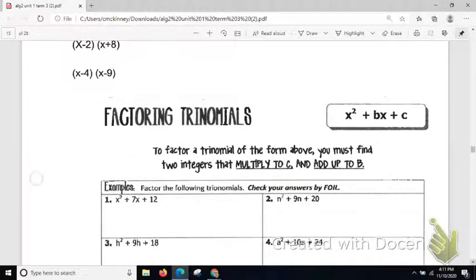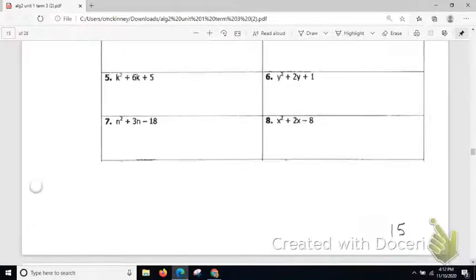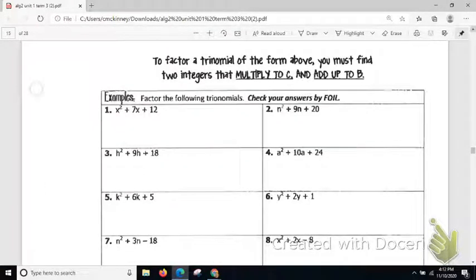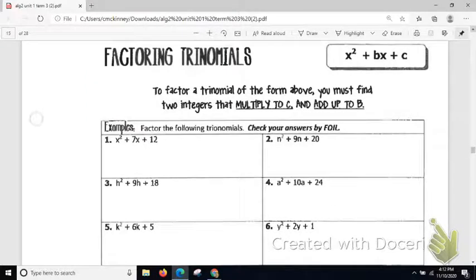So again, this is in your notes on page 15. And notice it even reminds us here we are finding the 2 integers that multiply to be C and add up to be B. C being the constant, B being the middle.